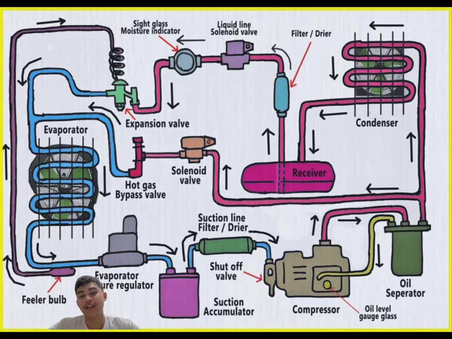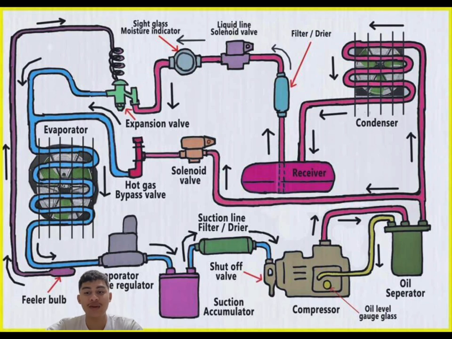So here's the summary of the cycle. The compressor compresses vapor into high-pressure gas. And then the oil separator removes oil. And then the condenser cools the gas into liquid.